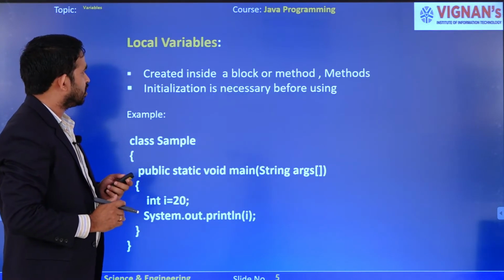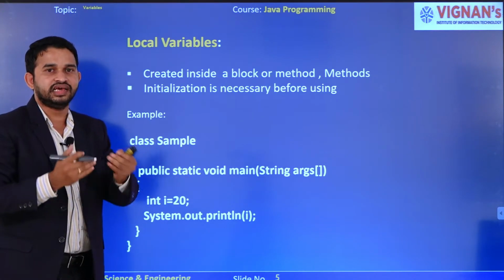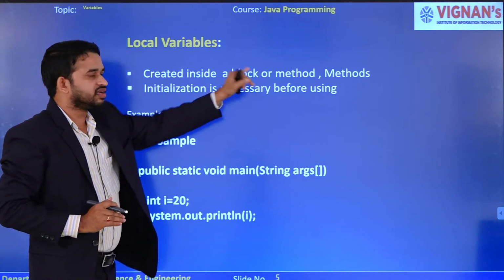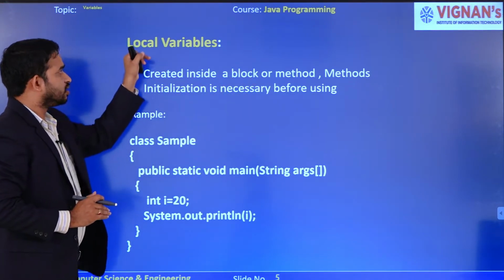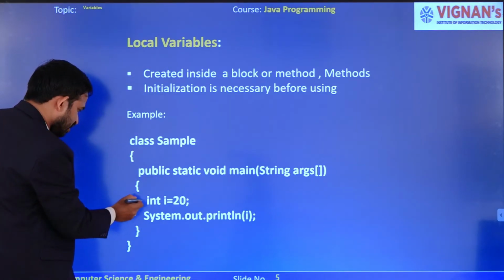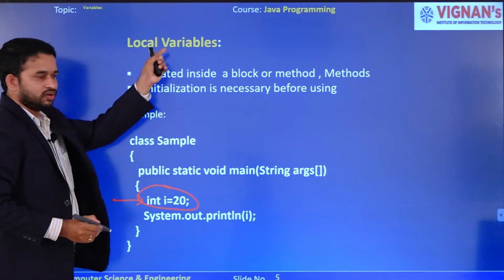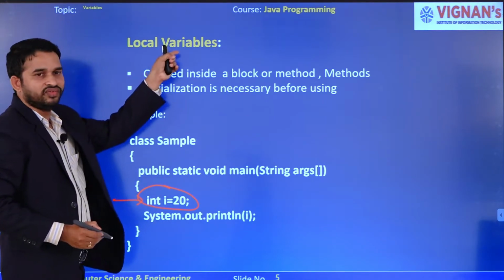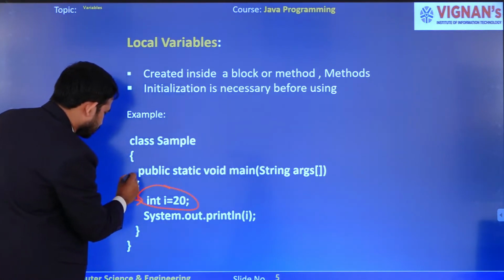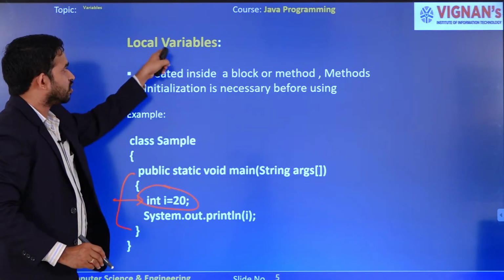What is the first one? Local variables. What is the meaning of local variables? If a variable is declared inside a method, we call it a local variable. Created inside a block or method, we call it a local variable. For example, here I am declaring one variable, i. This we call a local variable. Here i equal to 20. Why is i a local variable? Because we are declaring this variable inside this block, inside this method.